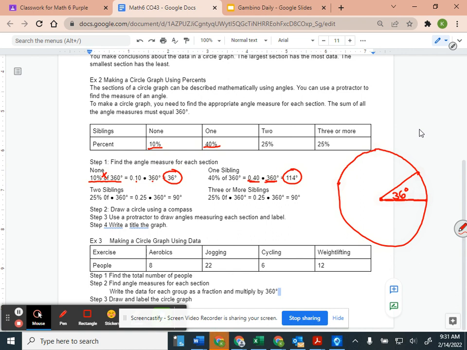So I'm going to use this ray as the bottom of my 114 degree angle. So I'm going to line up my protractor. Again, I'm pointing to the right, to the 0. So I'm going to count up on the inside all the way to 114 degrees. And I'm going to draw my straight line to that vertex. And this is 114 degrees.